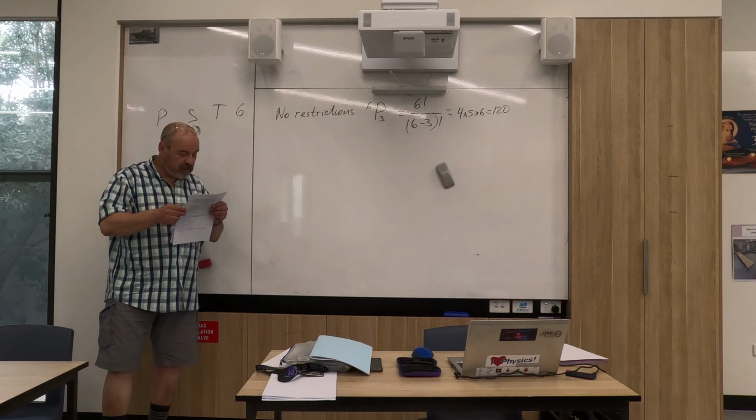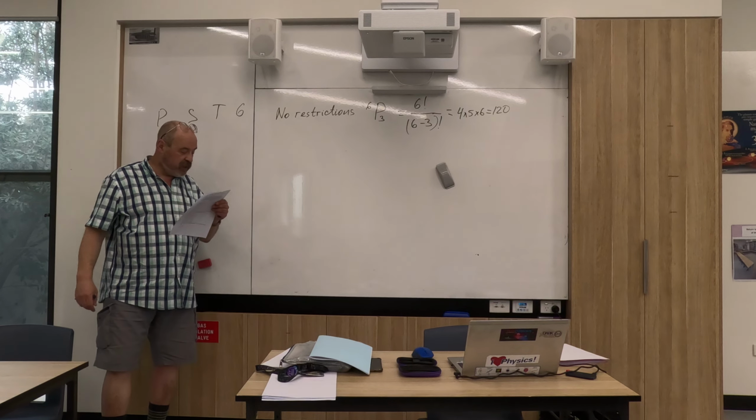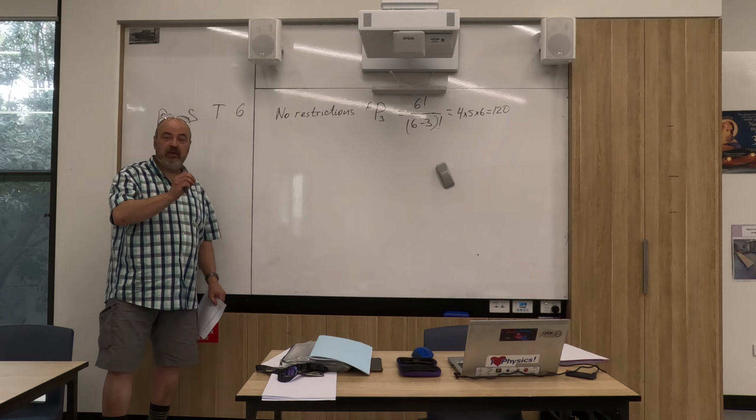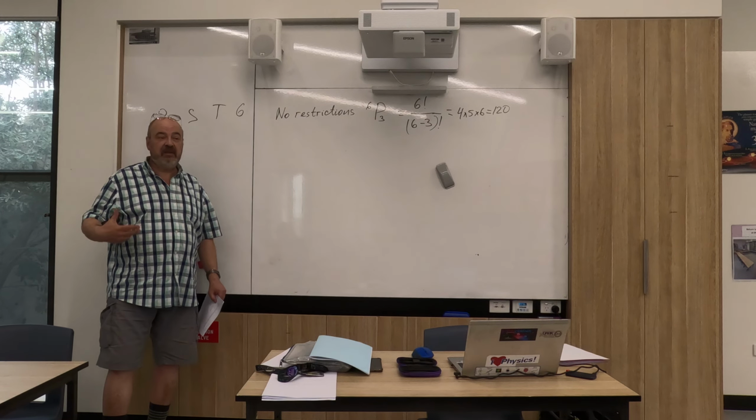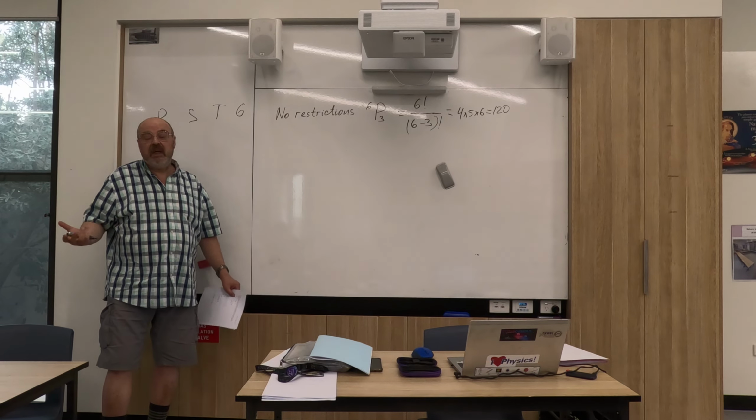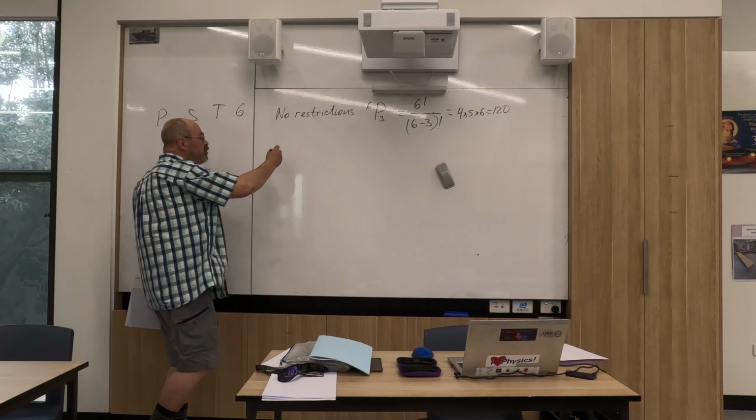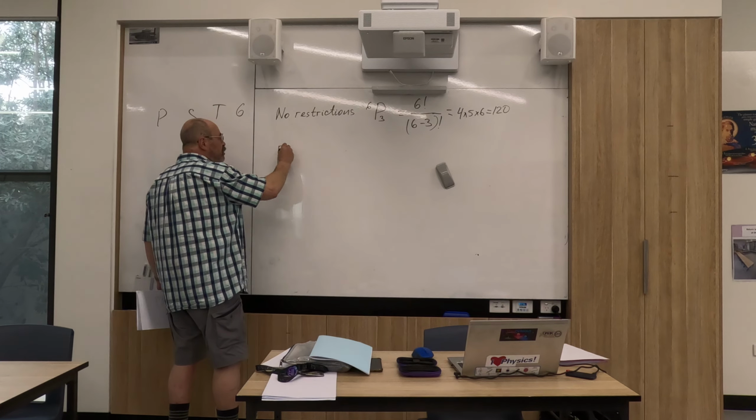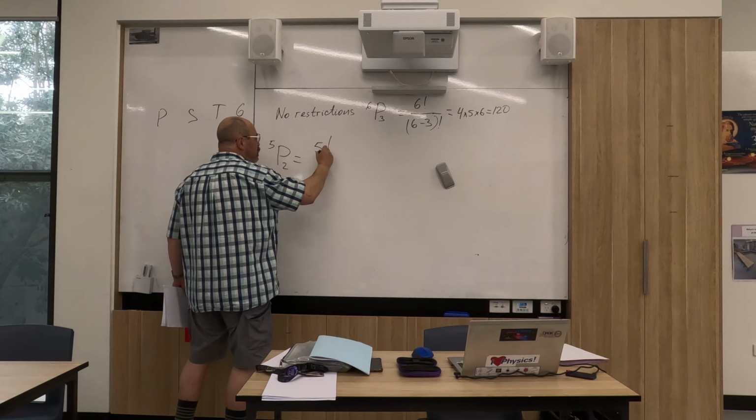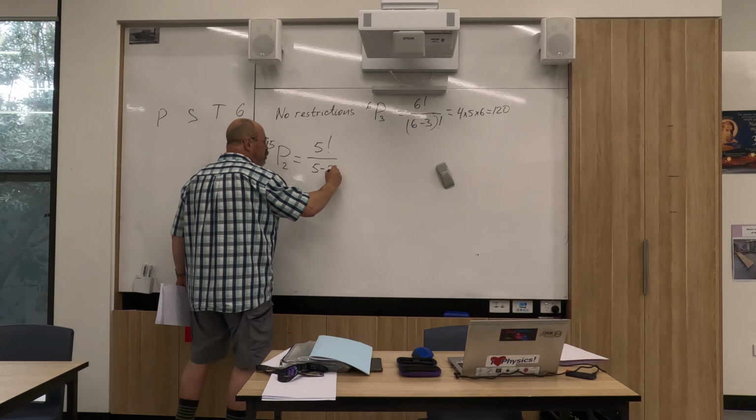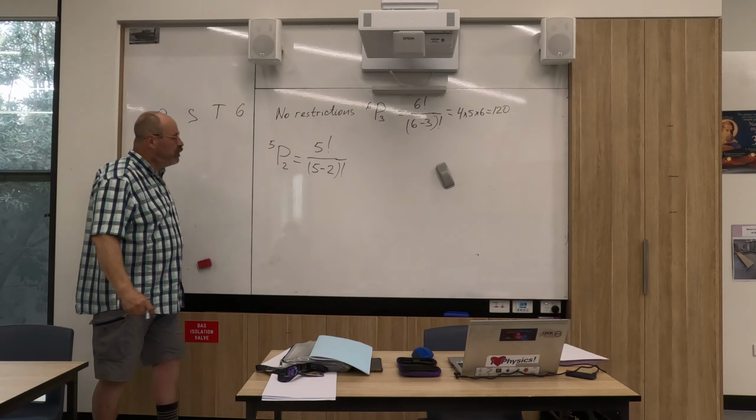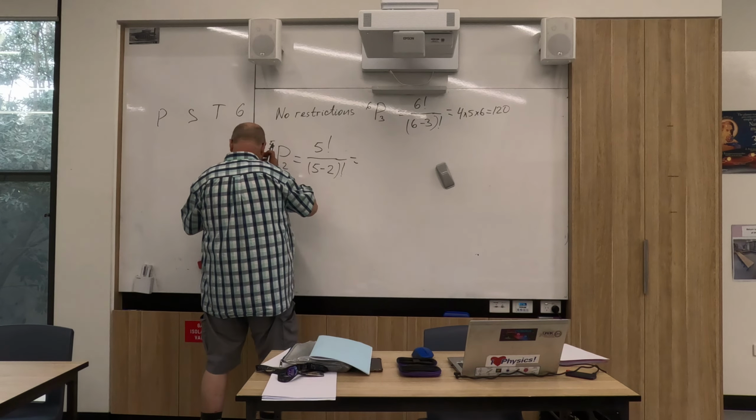Part B: Bob must be secretary. So if one person is already chosen for one position, what does this problem change to? Now we are choosing 2 out of 5, so we have permutations of 2 out of 5. So 5 factorial divided by 5 minus 2 factorial, which is 5 factorial divided by 3 factorial, and that equals 20.